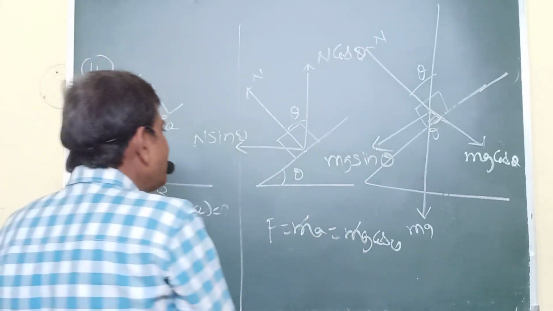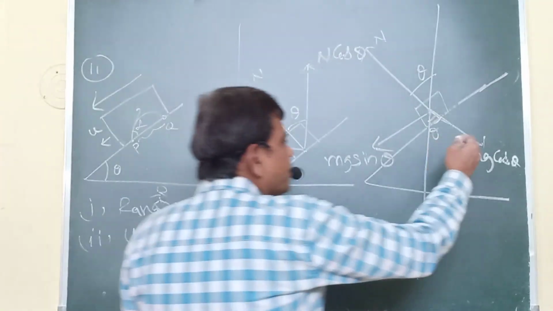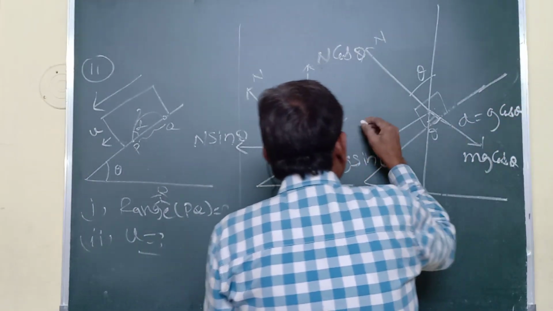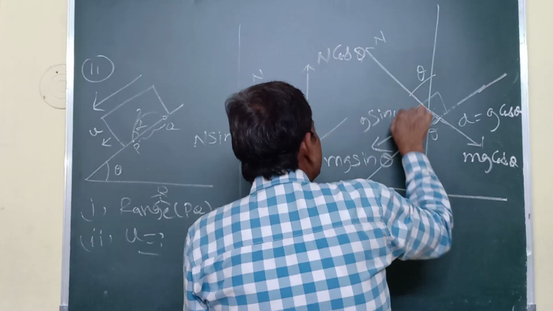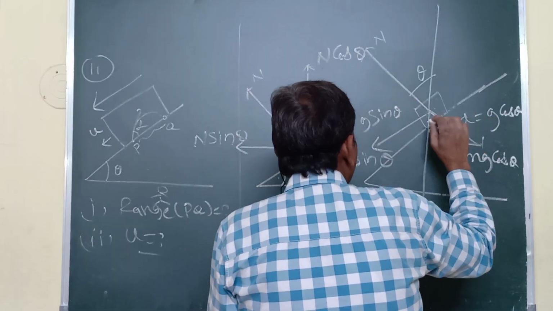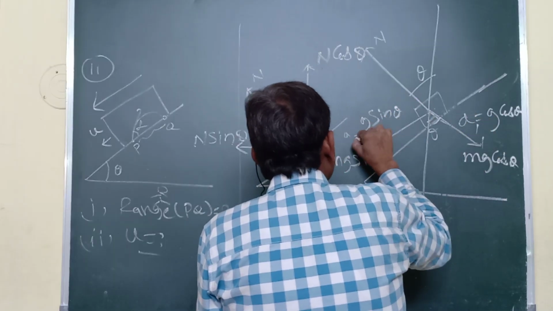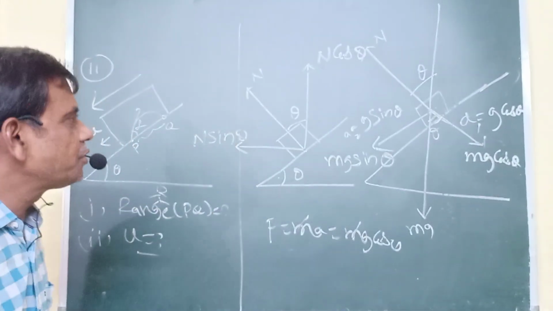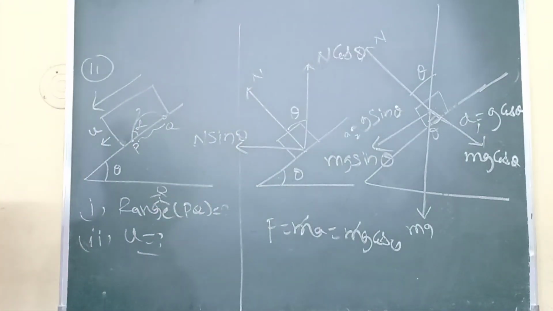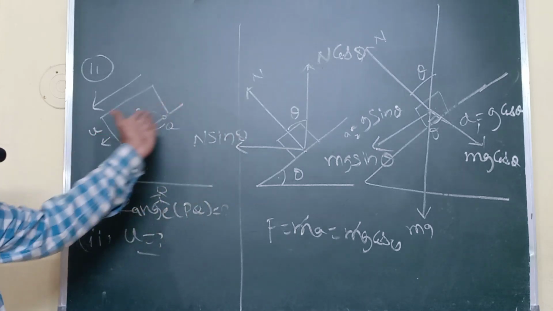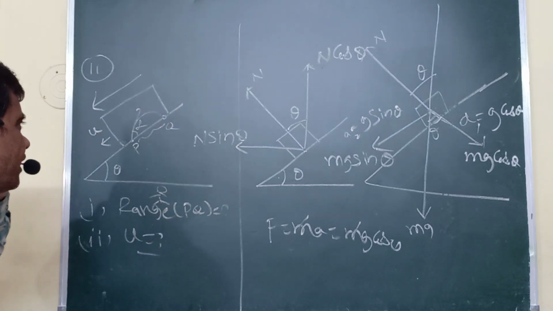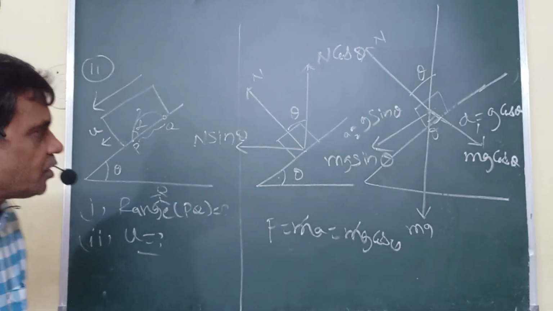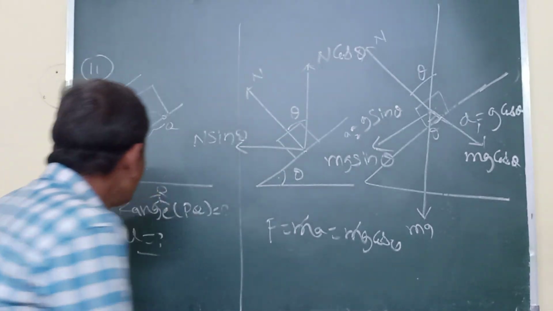So, finally, what am I writing? This acceleration is g cos theta. This acceleration is g sin theta. This you take as a1, this you take as a2. So, like that, acceleration due to gravity is divided on the inclined plane. This is also the same as that inclined plane. So, in the inclined plane, we are changing the acceleration due to gravity. It's like this. Now, we are going to our problem.